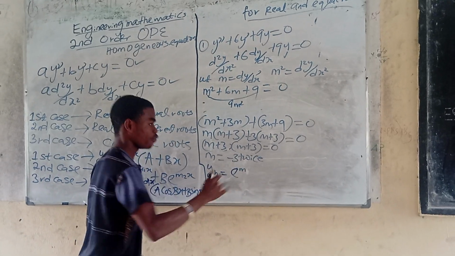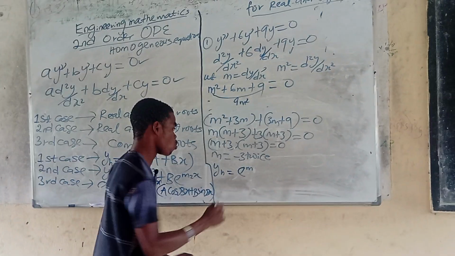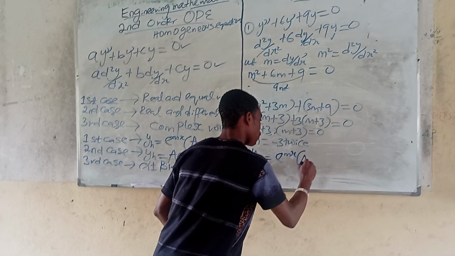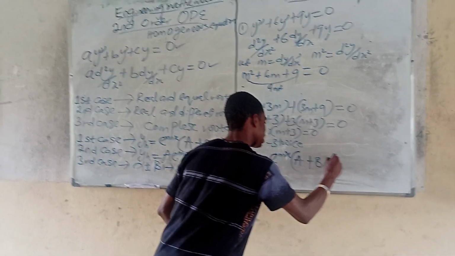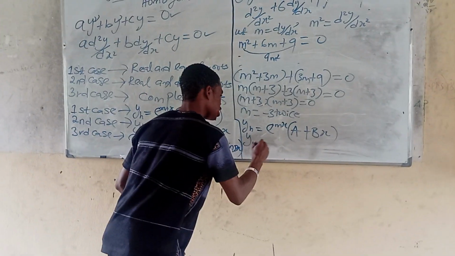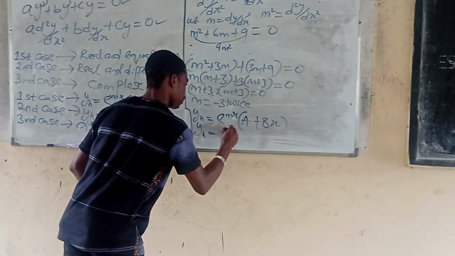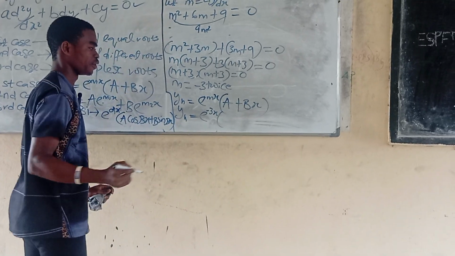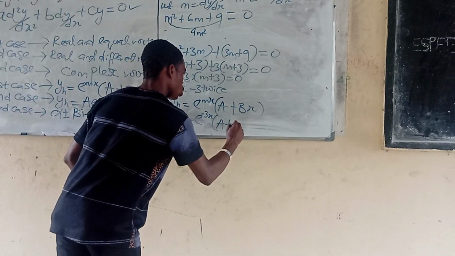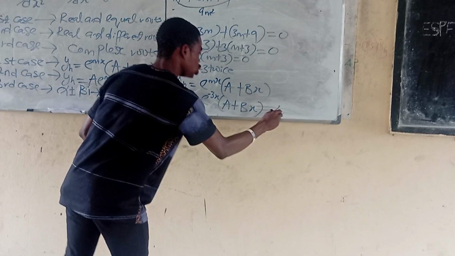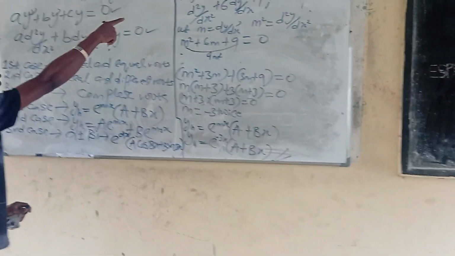So let's clean this off. Just m alone because they are equal. So y homogeneous equals e to the mx times (a plus bx). What's your m? Minus 3. So y homogeneous equals e to the minus 3x times (a plus bx). So this is your general solution for the question.